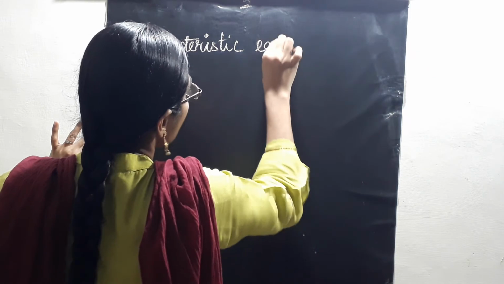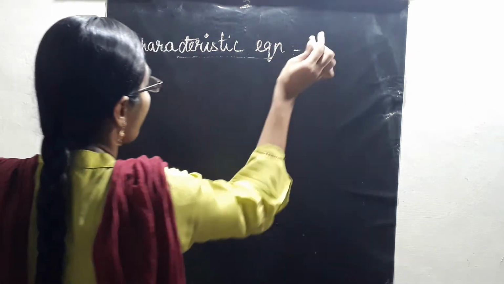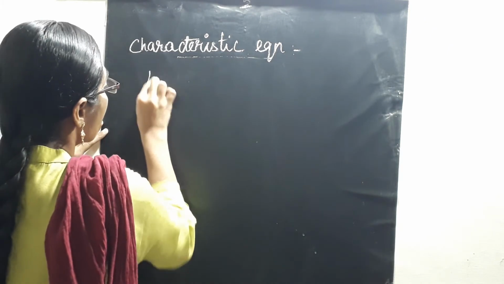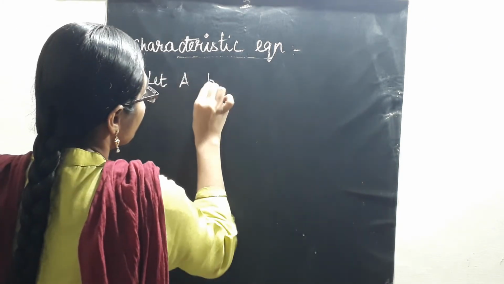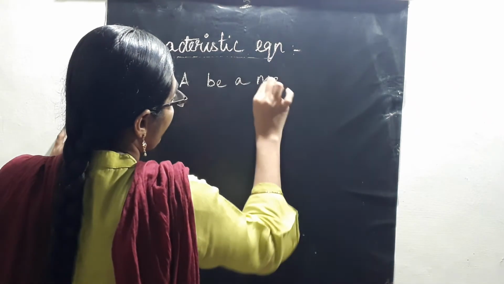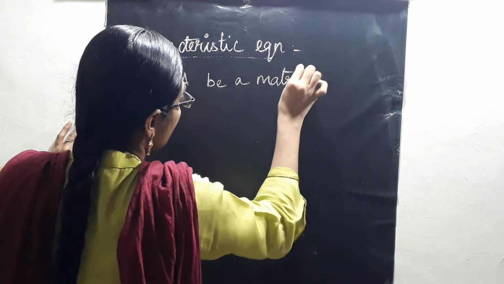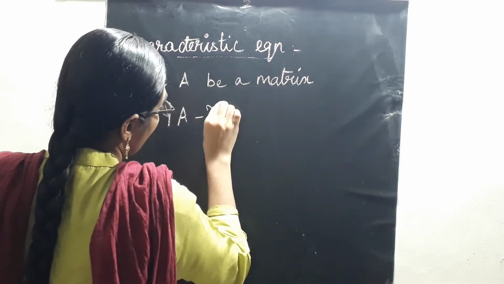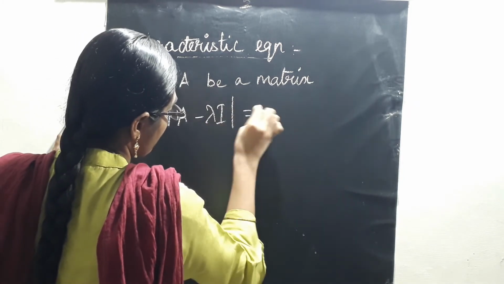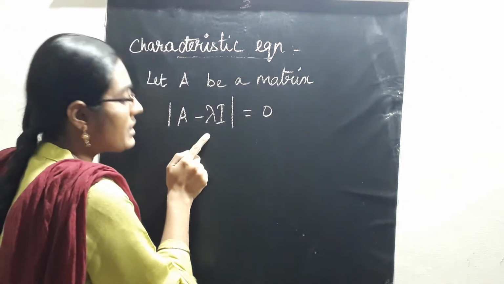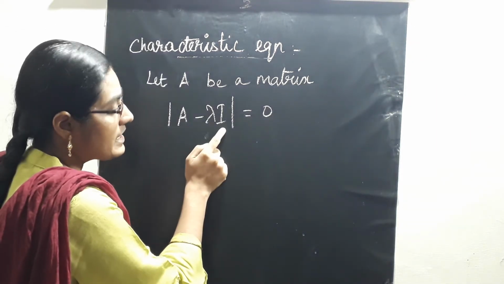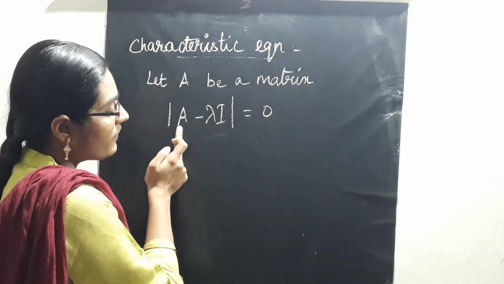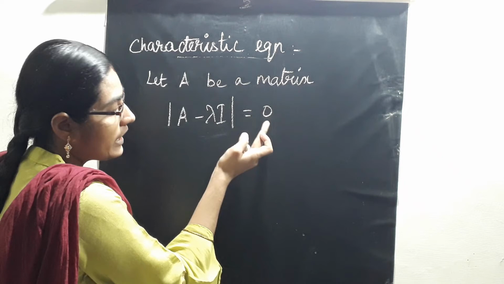The next thing is how to find the characteristic equation of a matrix. For example, let A be a matrix. There is a formula to find this, that is determinant of A minus lambda I is equal to 0, where lambda is a scalar, that is any number, and I is a unit matrix. If you subtract this lambda I from the given matrix and find its determinant and equate it to 0, you will get the characteristic equation.